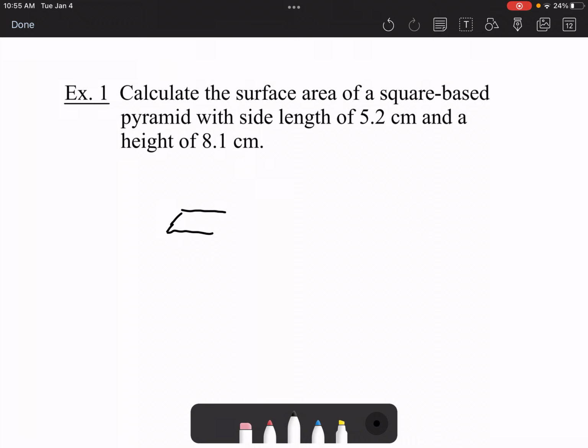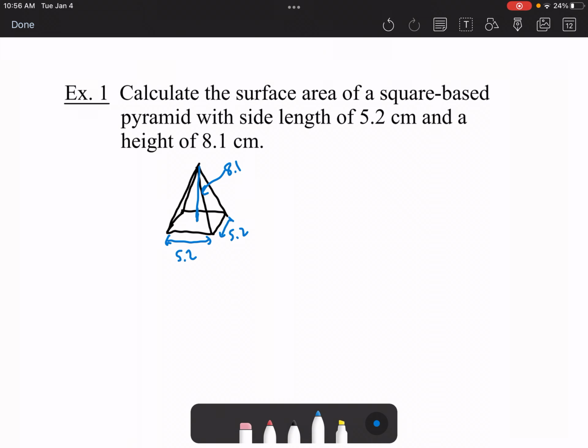And to draw a square-based pyramid, draw a parallelogram, and then you draw a point above that parallelogram and just draw a line or a set of lines to that point. So we're going to say each of these lengths is 5.2 in the base, and the height going from the center of that to the very top is 8.1.